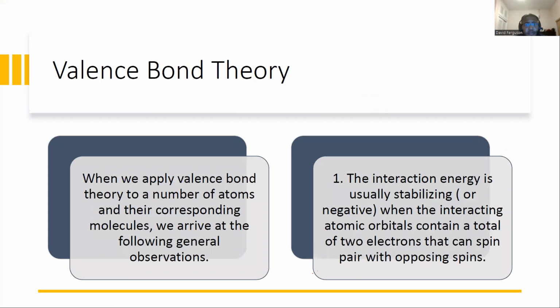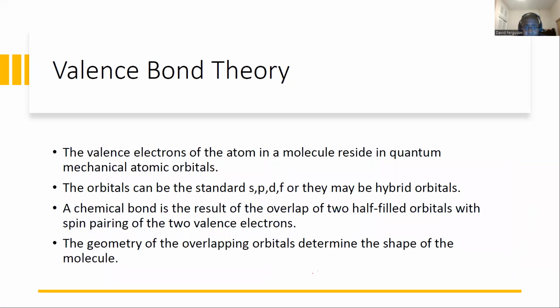When we apply valence bond theory to a number of atoms and their corresponding molecules, we arrive at the following general observation. The interaction energy is usually stabilizing, or negative, when the interacting atomic orbitals contain a total of 2 electrons that can spin pair with opposing spins. So a chemical bond is a result of the overlap of 2 half-filled orbitals with spin pairing of the 2 valence electrons. And the geometry of the overlapping orbitals determines the shape of the molecule.